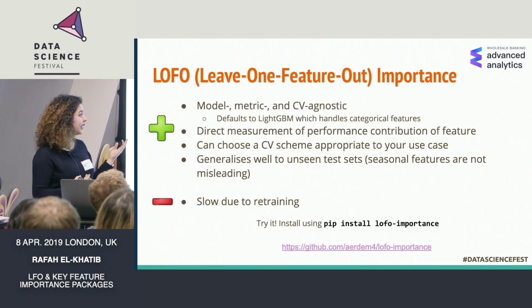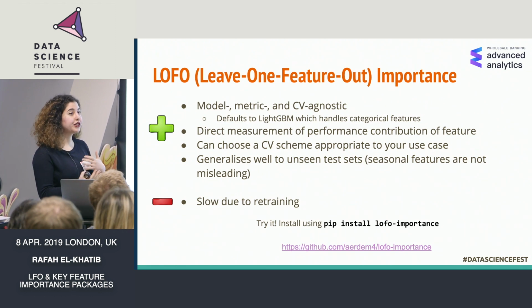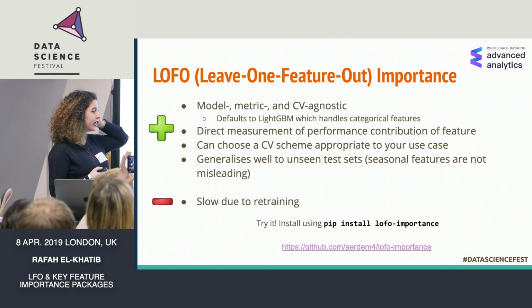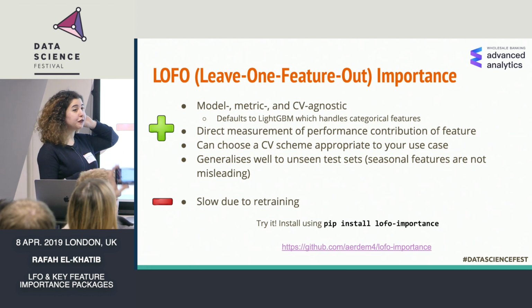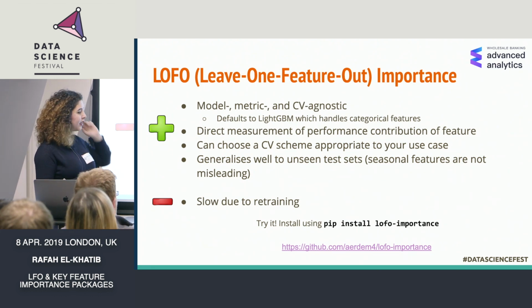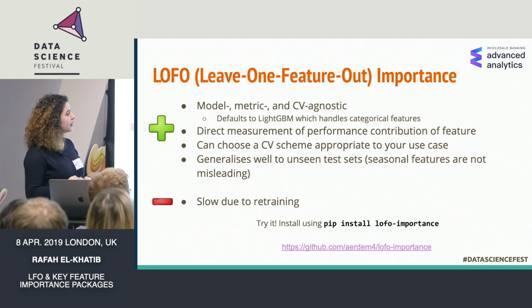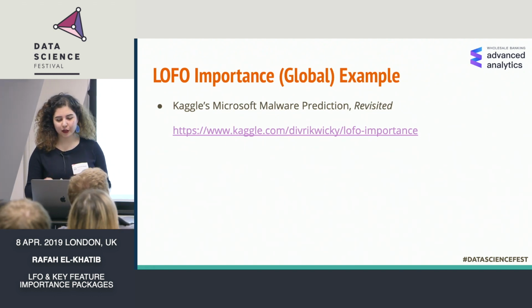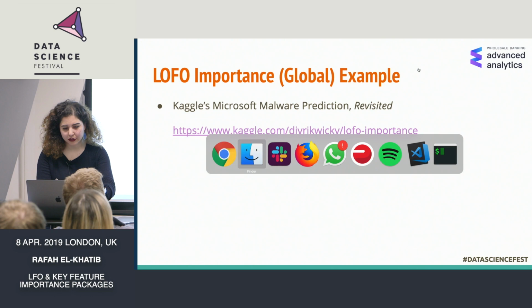On the downside, it's quite slow because at every iteration you have to retrain. This is the package, by the way. It's open source, on GitHub, and you can pip install it as well. It's called LOFO-importance.